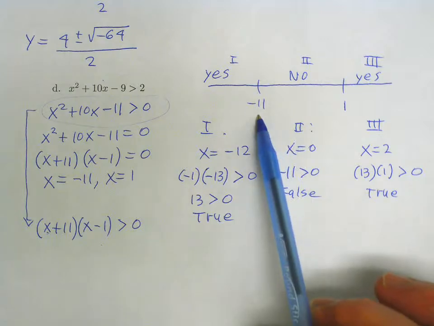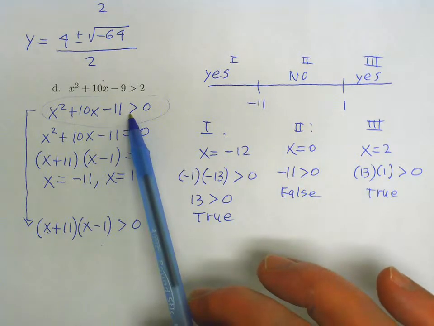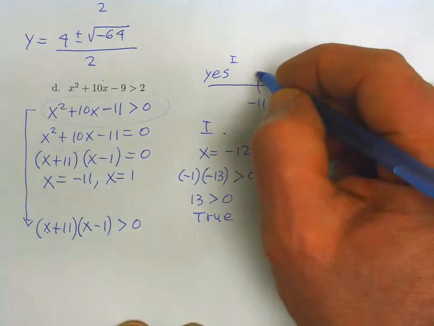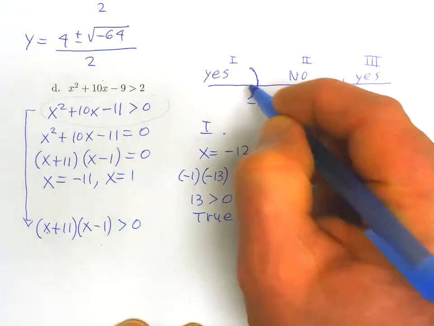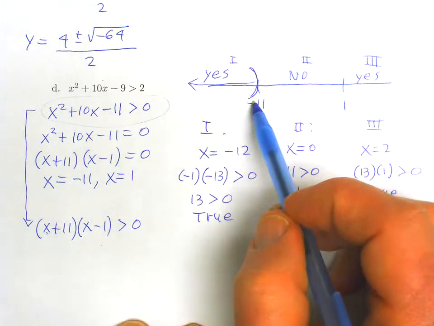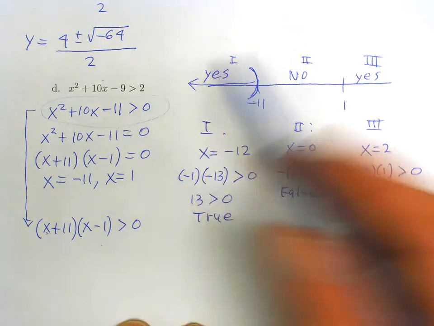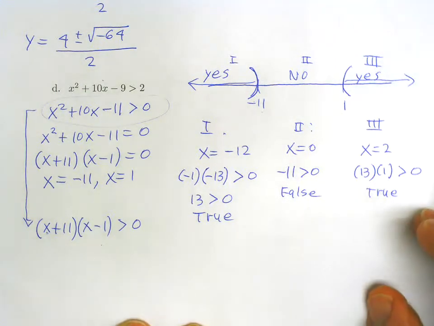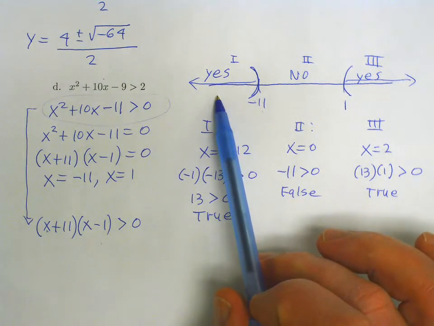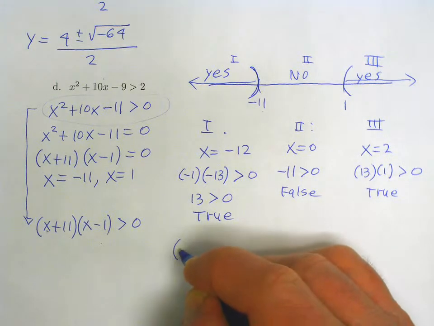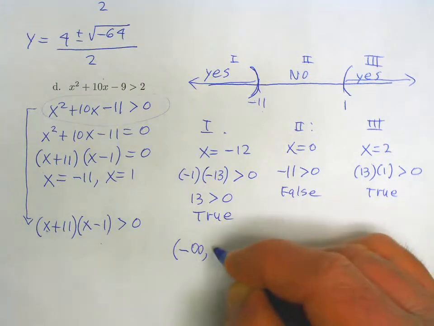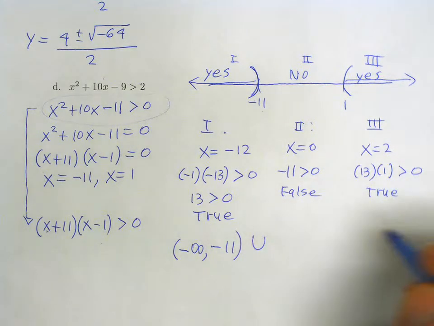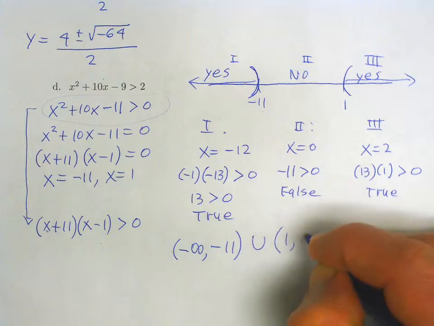This time the endpoints are excluded because the inequality does not have the or equal to part. So graphically we put a parenthesis at the endpoints. So a parenthesis at negative 11 and shade to the left. A parenthesis at 1 and shade to the right. The interval notation for the solution: parenthesis, negative infinity, comma, negative 11, parenthesis. Then the union symbol, parenthesis, 1, comma, infinity.